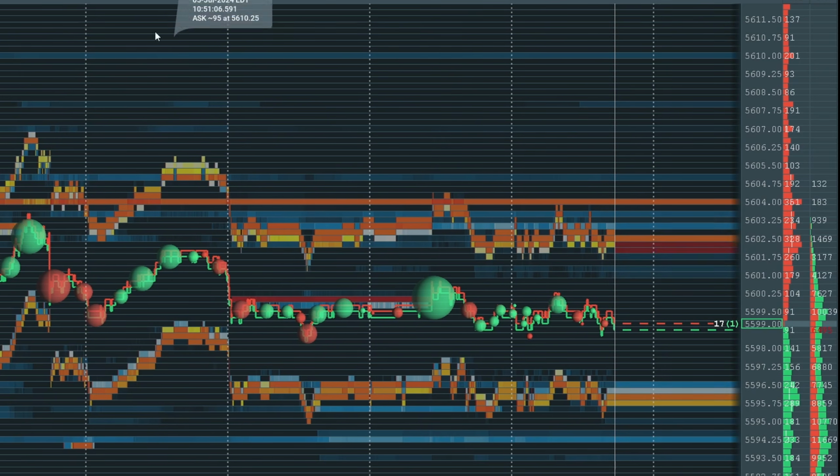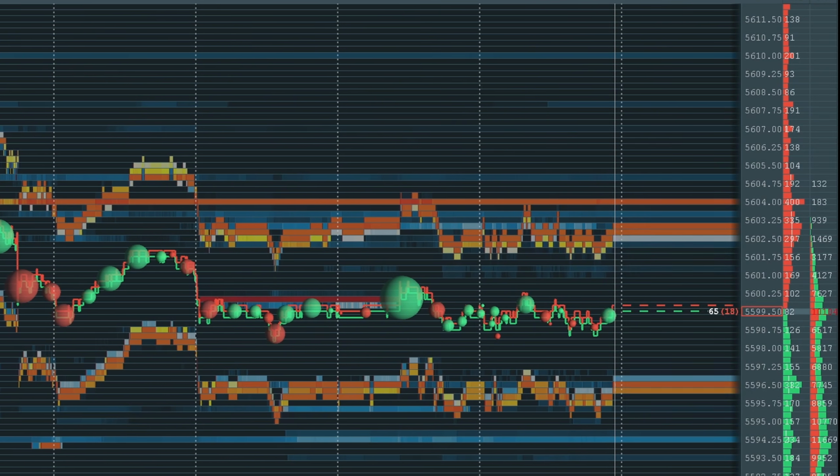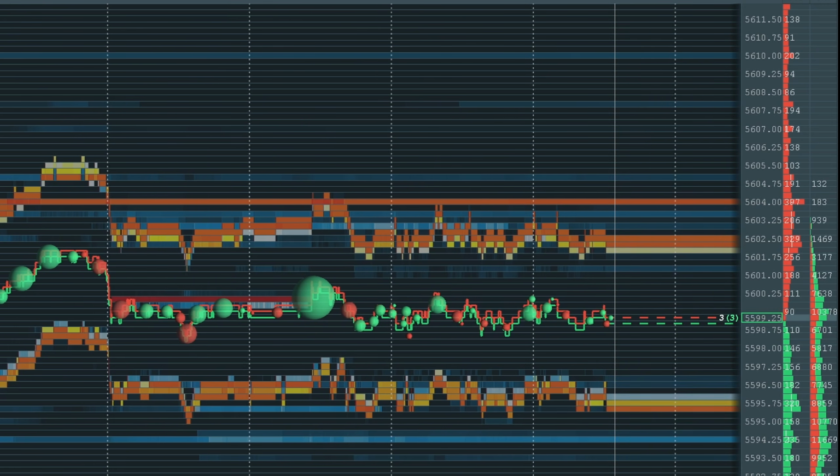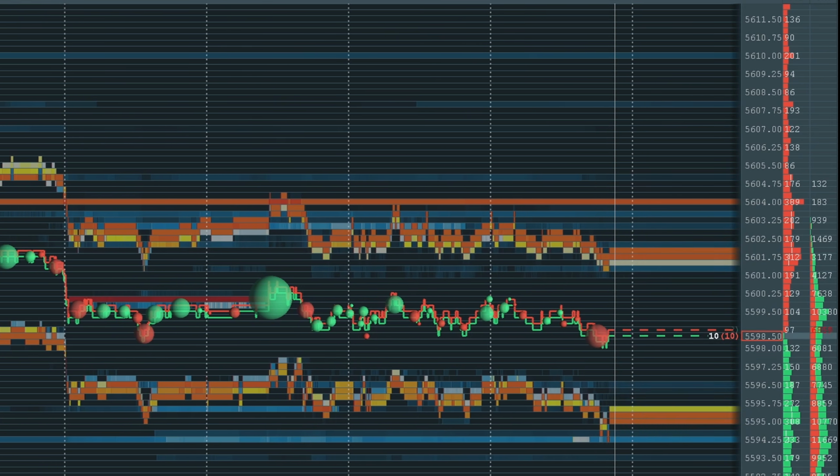So we're going to simply let the market play out. I'm going to speed this up just a bit more. And let's see, all right, we're just going sideways. Nothing to do at this moment. The buyers and sellers are kind of in equilibrium at this moment.